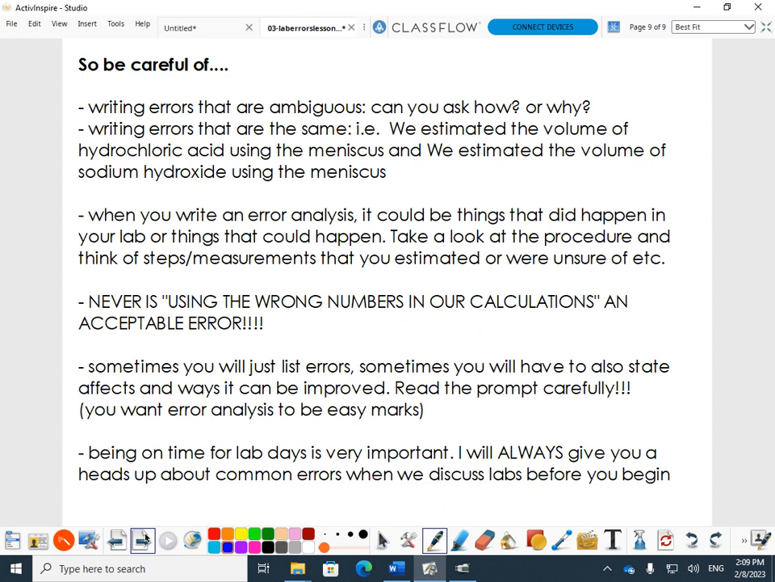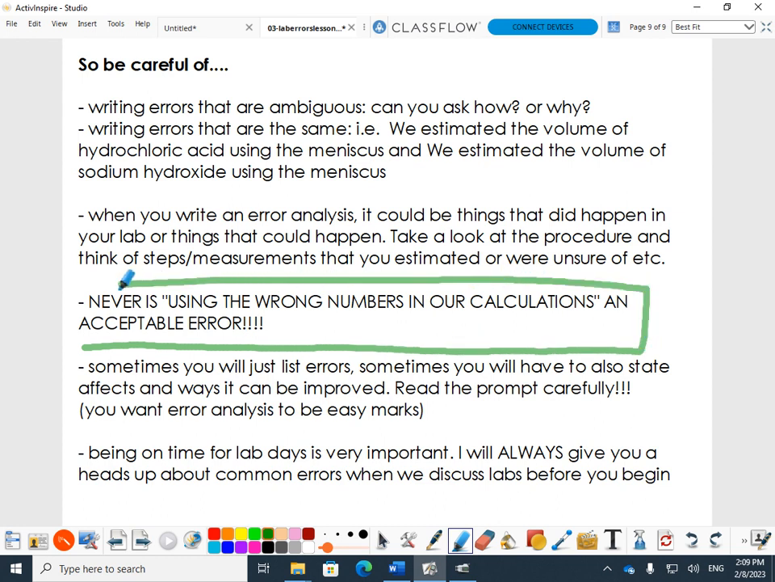Please, let's make a highlight box around this. Never, ever are we going to say using the wrong numbers in our calculations. That's not an acceptable error, okay? Because this has nothing to do with what you did in the lab. They have to really be part of the lab. You don't need to label them procedural or observational. You don't need to label them systematic or random. They just need to be part of what could happen in the lab.